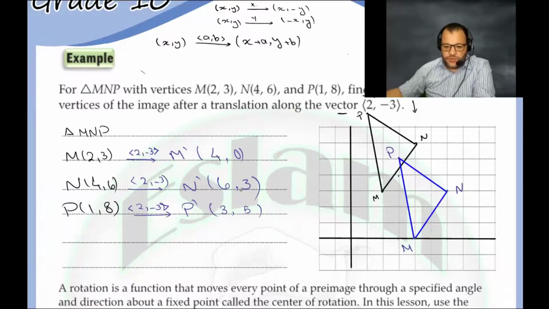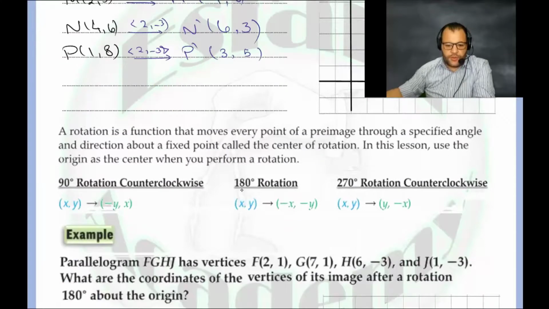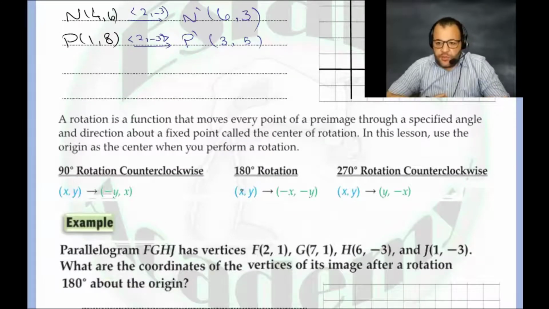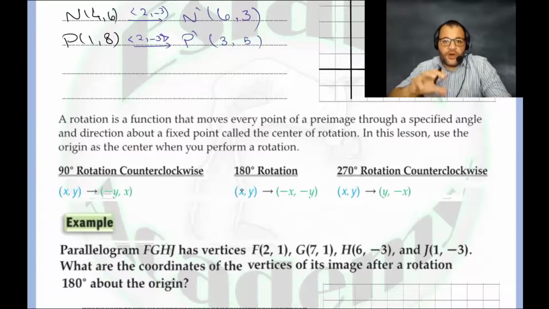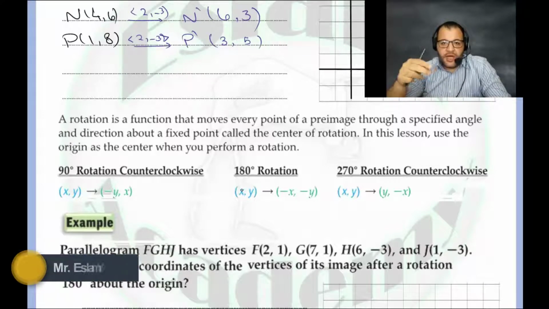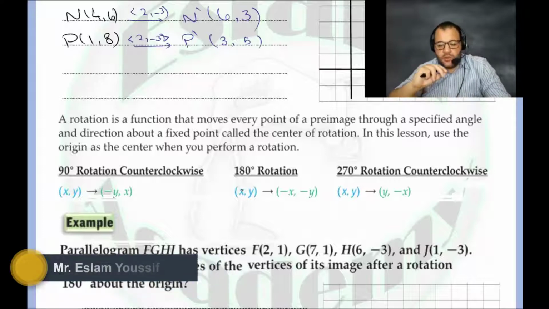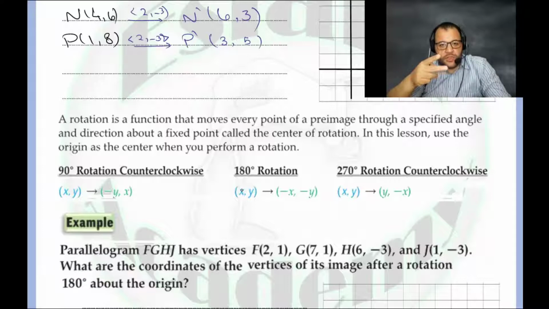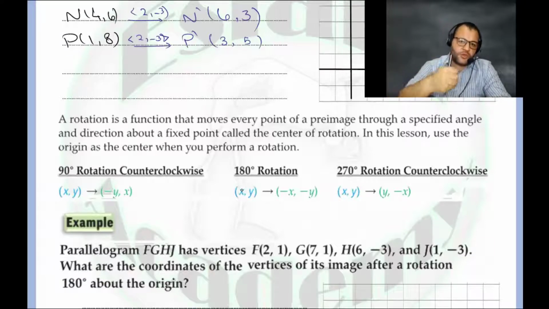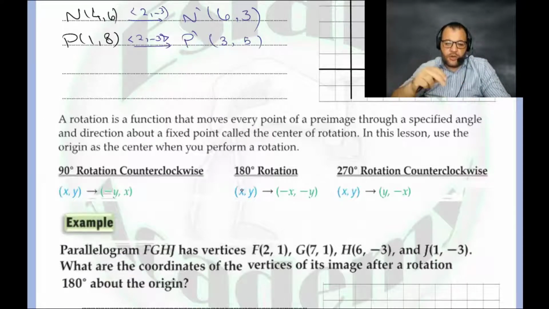Any problem for this one? No. Okay, now for the rotation. What is the meaning of rotation? As we said, it means round. We turn the figure around a fixed point. In our lesson today, we talk only about rotating around the origin, because after that we'll talk about any other point.